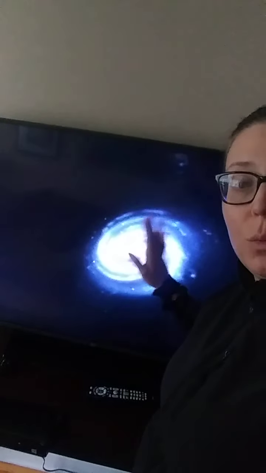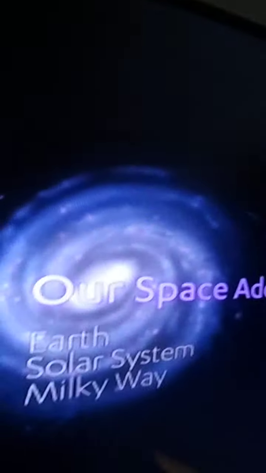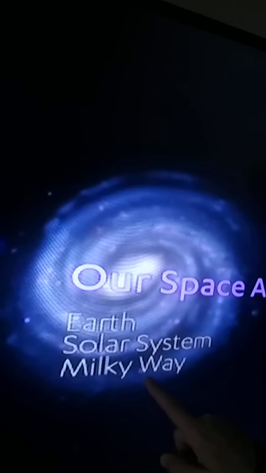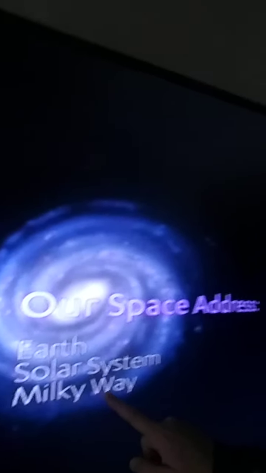Our galaxy is called the Milky Way. It's like a big pinwheel. The Milky Way has inside of it about 200 billion stars and lots of planets. And the Milky Way makes up the third line of our space address because the solar system is a part of the Milky Way.